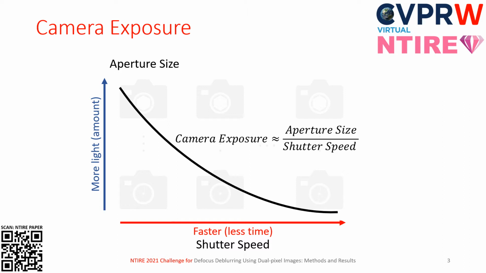One important note, ISO sensitivity is also another factor to control camera exposure that is used as a measure of the camera's ability to capture light. But for simplicity, I'll only focus on aperture size and shutter speed in this presentation.